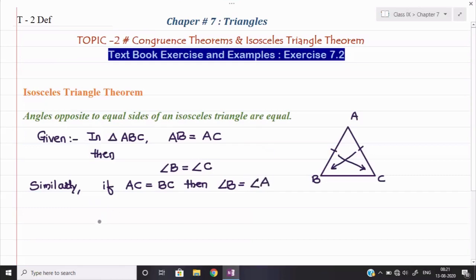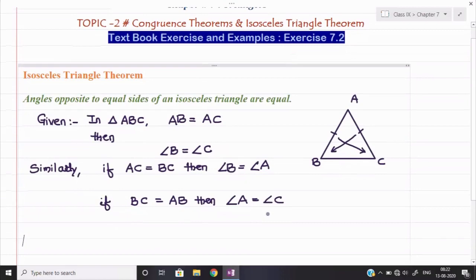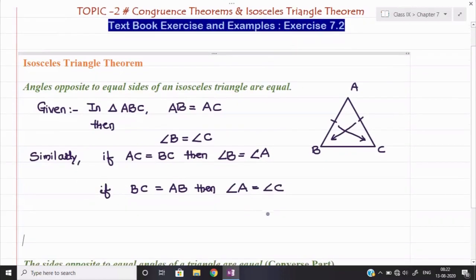And similarly, if I say side BC is equal to side AB, BC and AB are equal, in that case which two angles will be equal? Again see, in front of BC, which angle is there? That is angle A. And in front of AB, look at the side AB, which angle do you find? That is angle C. So angle A and angle C will be equal. So this theorem says simply, if two sides are equal, then the angles opposite to them will also be equal.